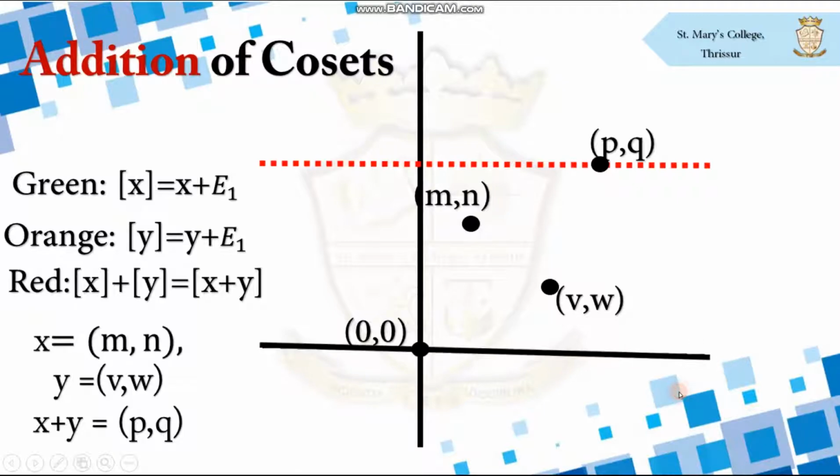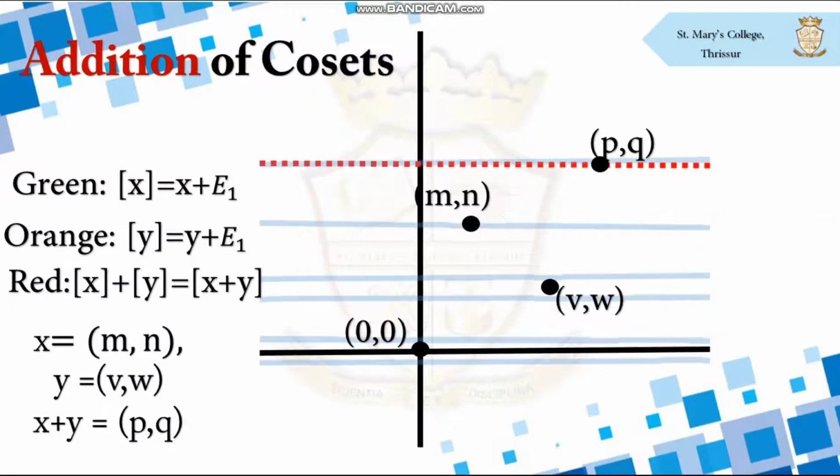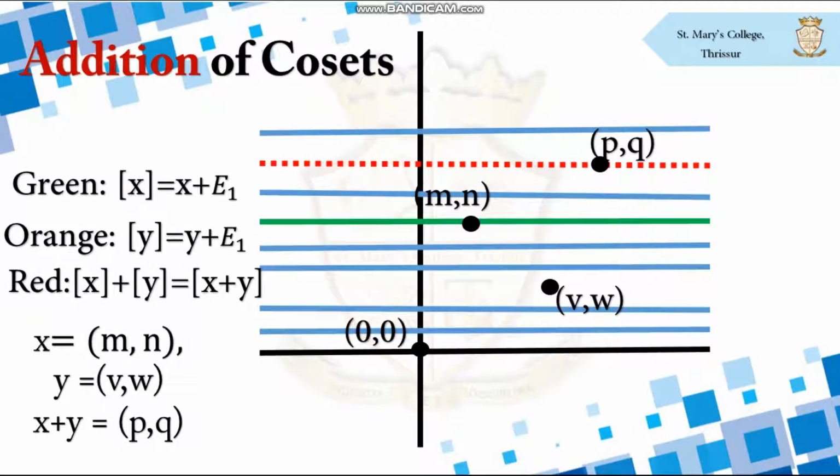Now we are coming to the concept of addition of cosets. Here I have the subspace E1, the black horizontal line. Now I have some cosets, and I am having the green line here as coset x. The representative element is x, the black dot, and x is the ordered pair (m, n). So I am taking the position vector of x. Then I am taking another coset, coloring it with orange, and I am taking a representative element y. Then y is the ordered pair (v, w), and the position vector of y will come like this.